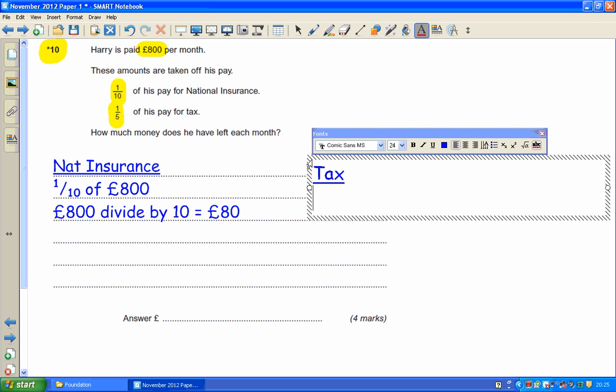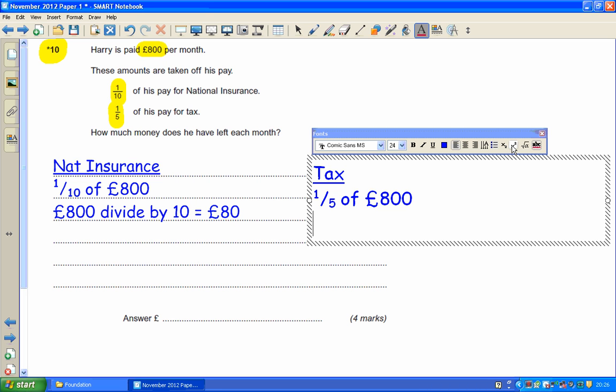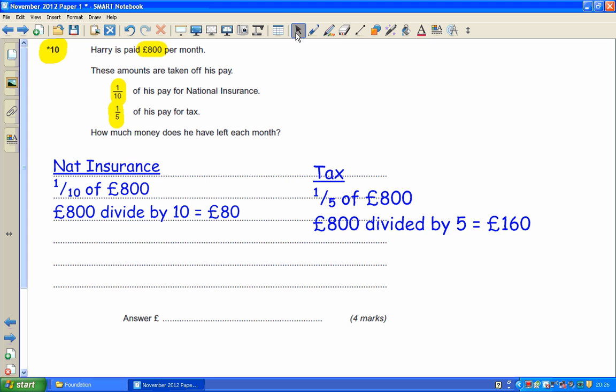So tax, we're going to work out what 1/5 of £800 is. So to work out 1/5 of £800, you need to divide 800 by 5. Okay. Well, 5's into 100 is £20. So 5's into 800 is going to be 8 lots of that, which is going to be £160. Okay, so answer to that is £160.